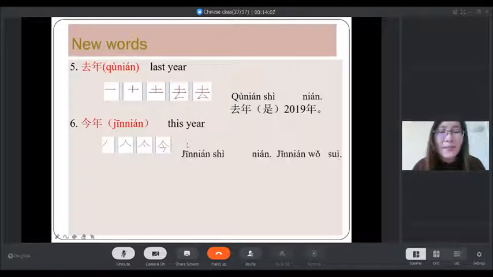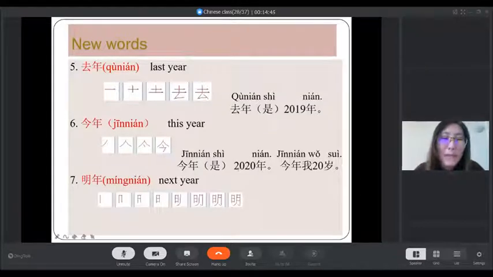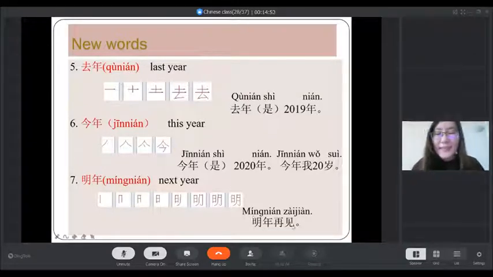And also 今年, this year. So if we say 今年是2020年, that means this year is 2020. 今年我20岁。This year I am 20 years old. 明年, next year. So if I say 明年再见, 再见 means bye bye, means see you again. So 明年再见 means see you next year.